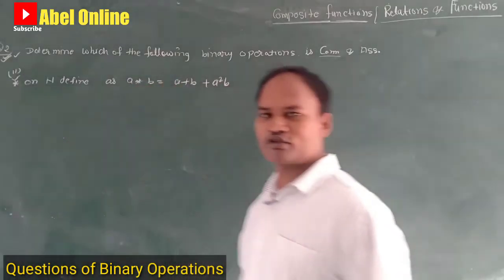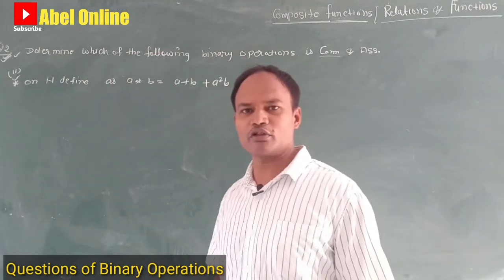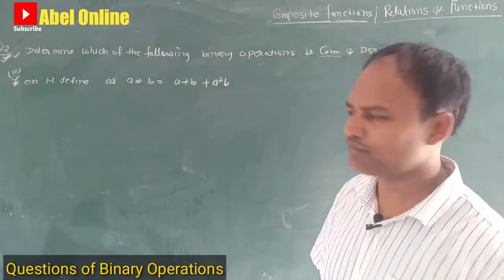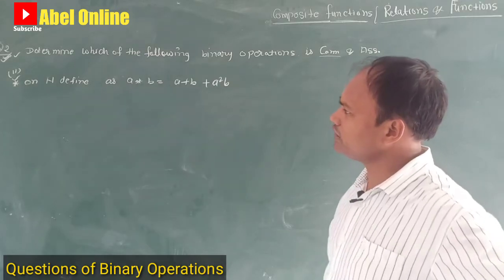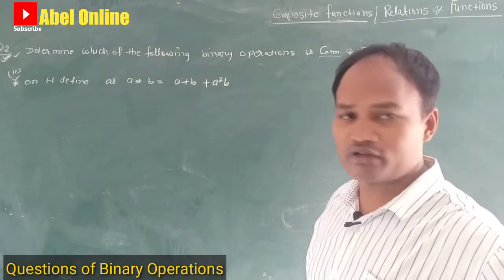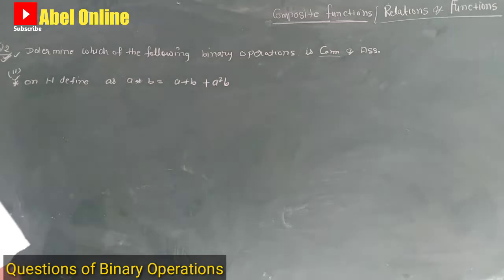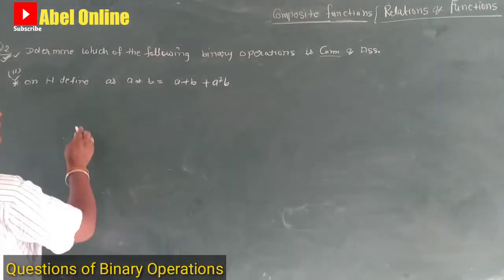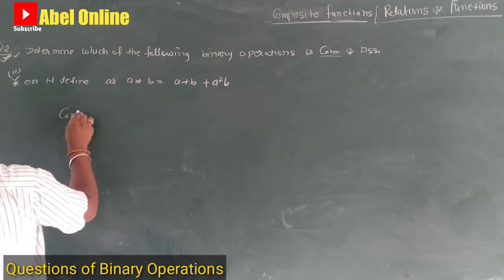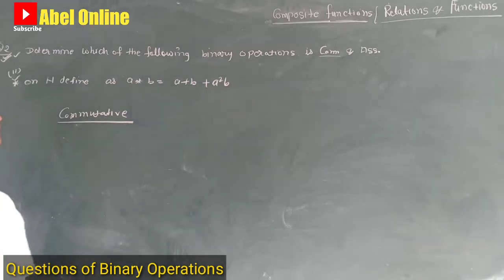Okay, this is the second question, students. We have taken some other question from the book by mistake. So it's not a problem. These are the questions, and we have to solve them. We are just thinking that this is an example. Now, star is defined as a star b equal a plus b plus a square b. We have to prove whether it is commutative or not.